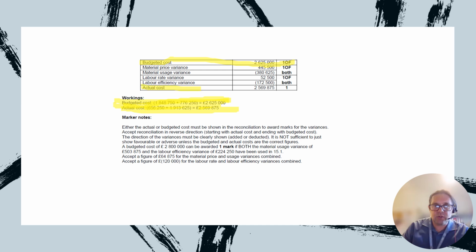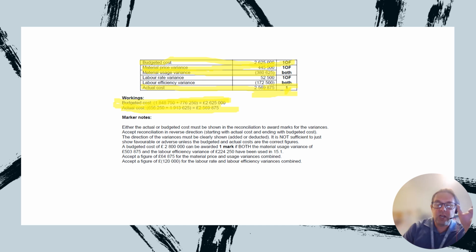So the actual cost was 2,569,875. The budgeted is 2,625,000. So you actually get a mark for each of those. Sometimes you don't because you're already given the budget or actual. That's quite nice. And then you'll see you only get 1 mark each for the material and labour because it's effectively one thing. So you've got a favourable usage and you've got an adverse price. So we're going to add the price, so the 445,500 and the 380,625. You'll need to work out those variances.